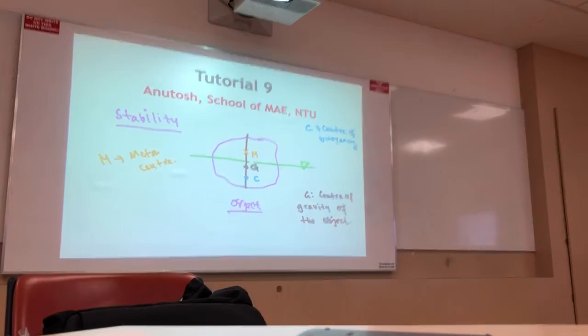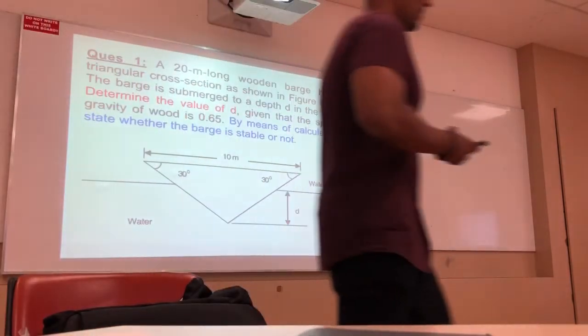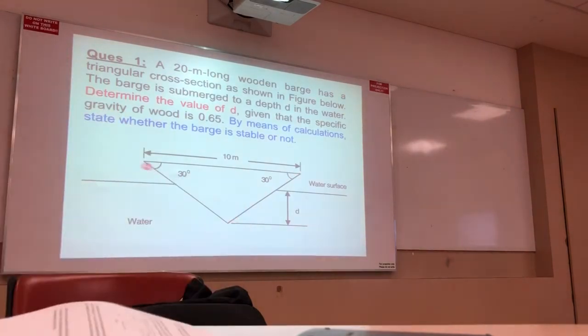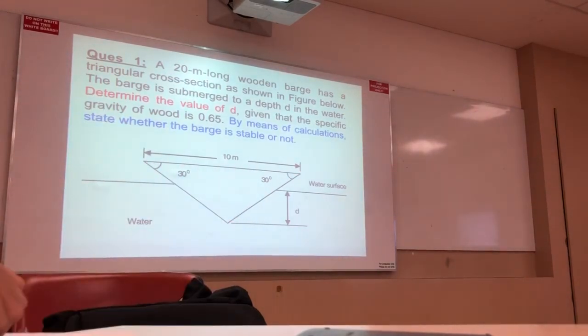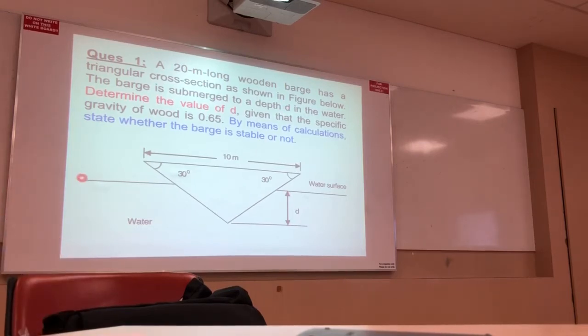So now the question is, 20 meter long. 20 meter long is this direction, the Z direction. A 20 meter long wooden barge has a triangular cross section. So this indicates the triangular cross section. The barge is submerged to a depth D in the water. So this indicates the water surface.